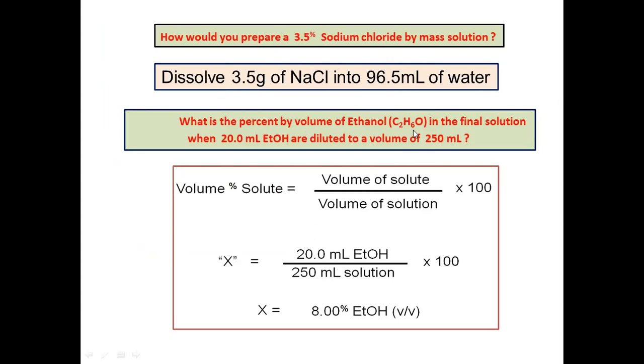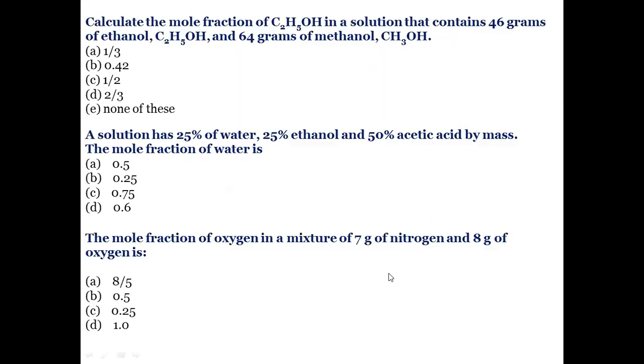What is the percentage by volume of ethanol in the final solution of 20 ml ethyl alcohol diluted to the volume of 250 ml? So volume percent solute is volume of solute divided by volume of solution into 100. Here we have to calculate the x. So x is equal to 20 ml of ethyl alcohol divided by 250 ml of solution into 100. So x is equal to 8.0% of ethyl alcohol.